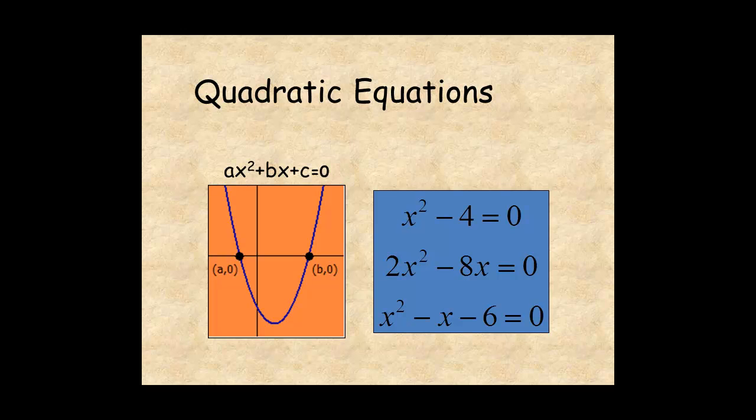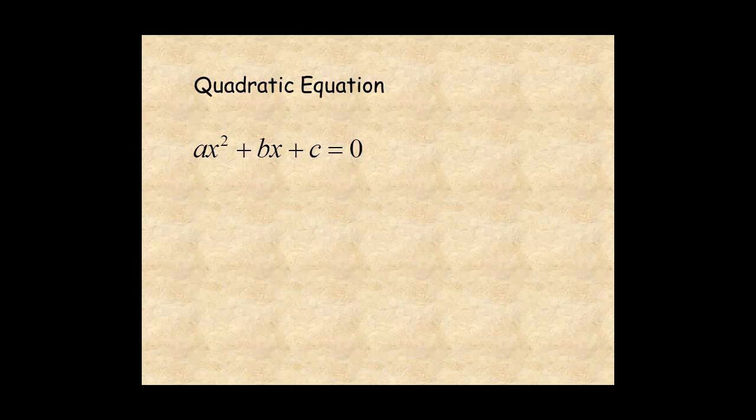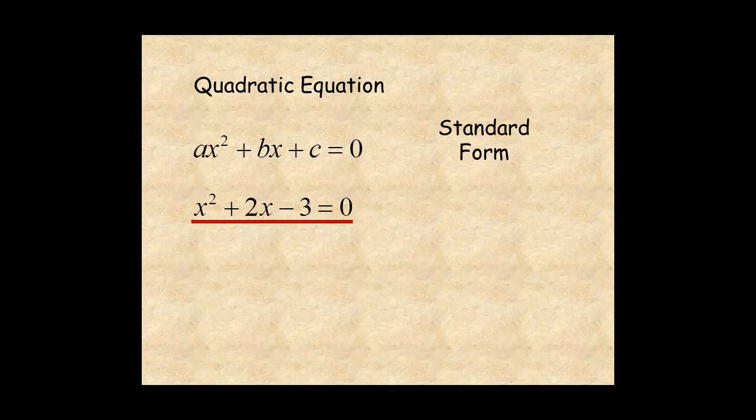This lesson shows how to solve quadratic equations by factoring. In a previous lesson, you learned a quadratic equation is a second-degree polynomial equation of the form ax squared plus bx plus c equal to 0. This is the standard form of a quadratic equation. Here's an example of a quadratic equation.